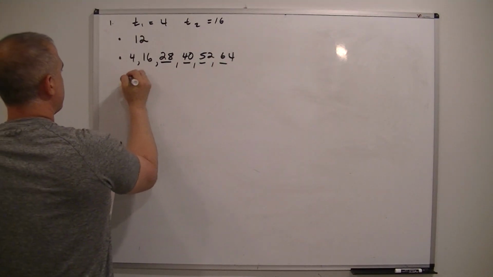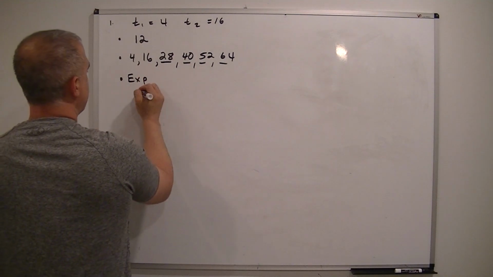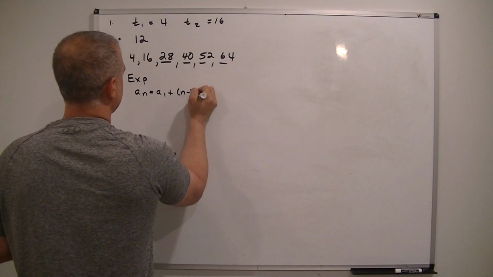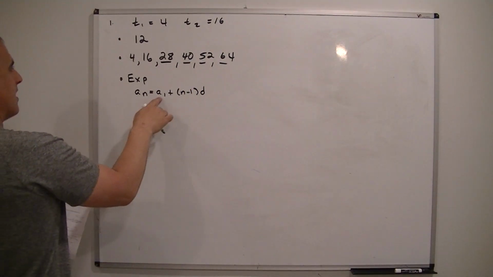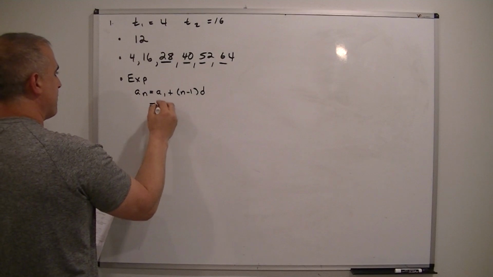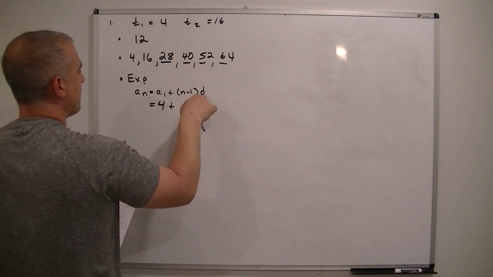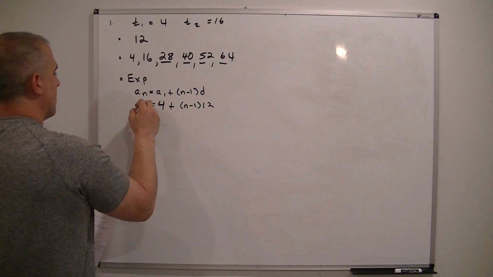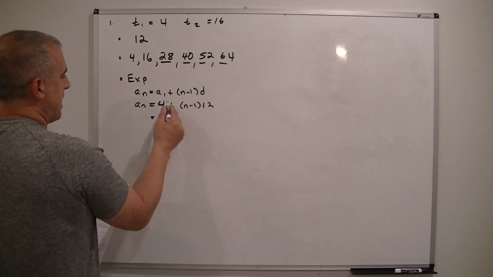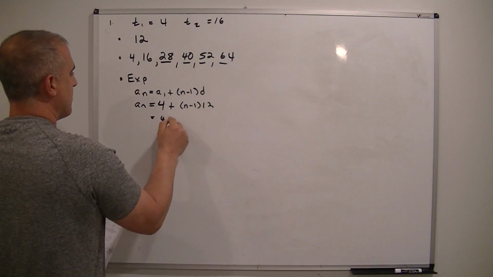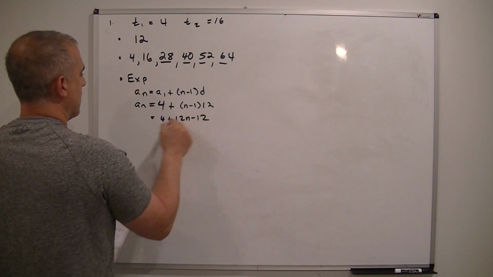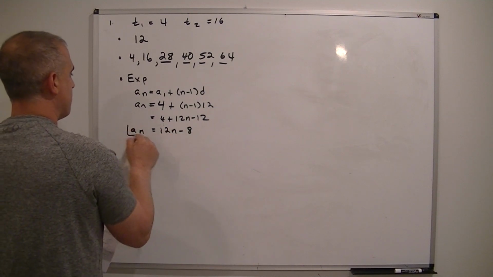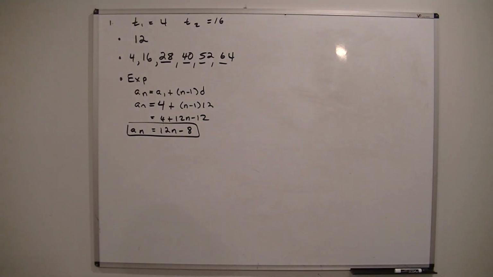Okay, the explicit formula. The basis of the explicit formula is this, where A1 is the first term, which would be 4, and d is the difference, which we already said would be 12. Okay, and that sometimes can suffice, or you can distribute that out and combine your like terms. This would be your explicit formula, okay? All right, pretty simple.